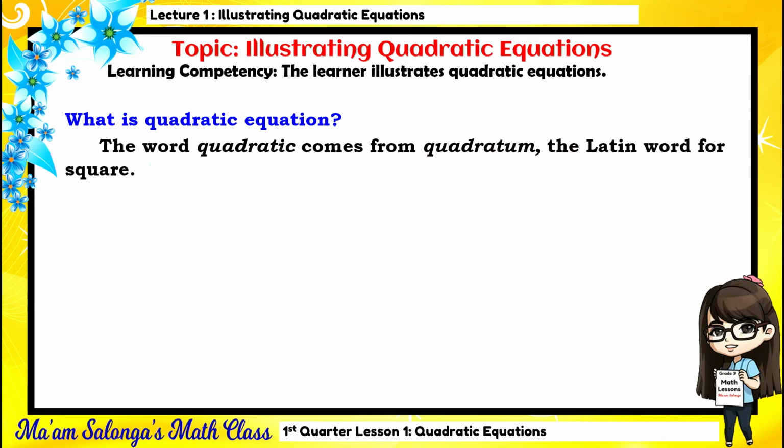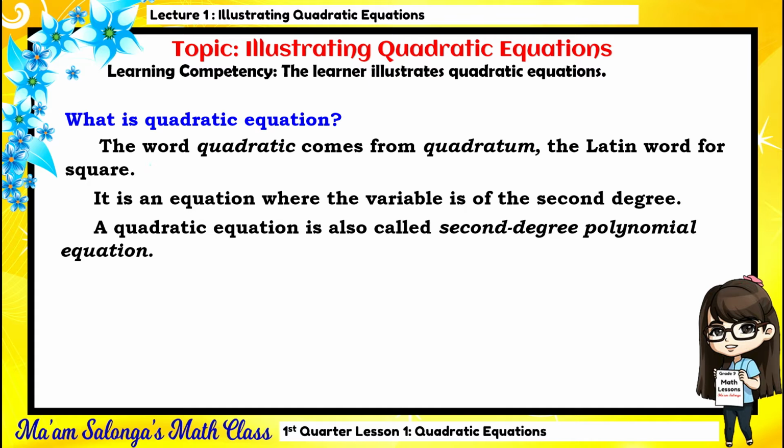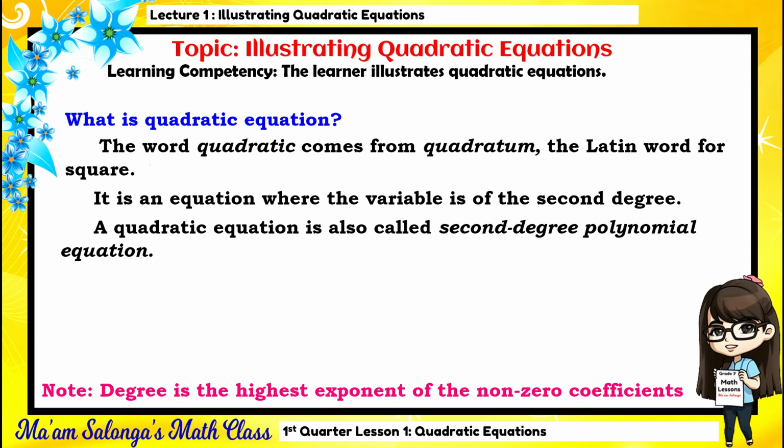The word quadratic comes from quadratum, the Latin word for square. It is an equation where the variable is of the second degree. A quadratic equation is also called second-degree polynomial equation. So take note of the word degree. It is the highest exponent of the non-zero coefficient.